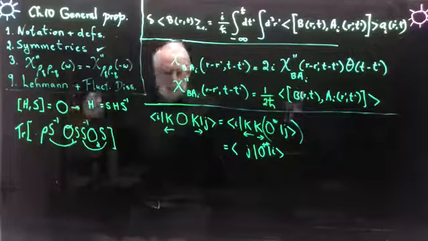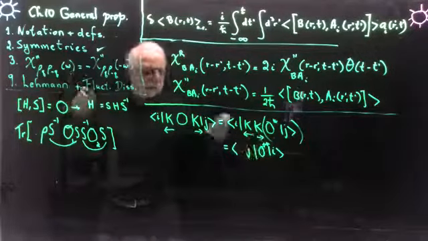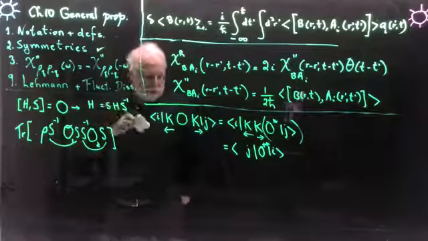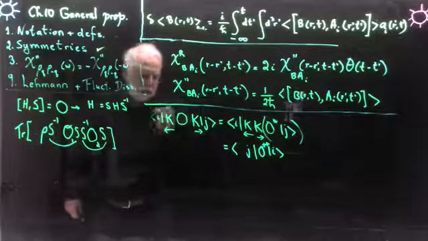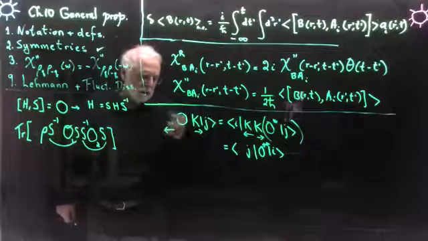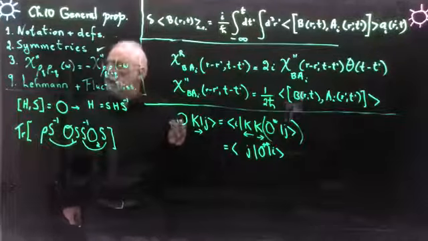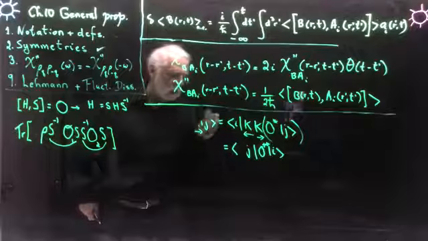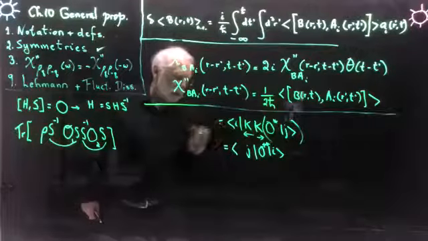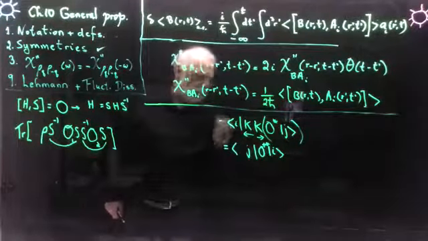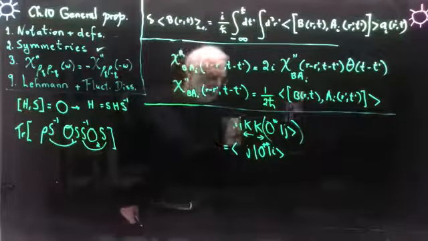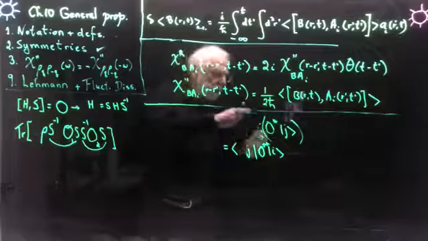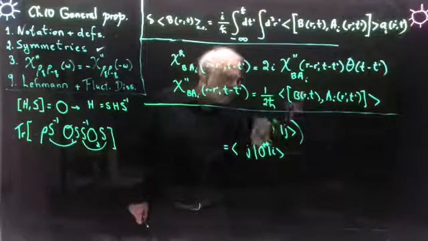I will use this to show this relation. We will use two results. One is a consequence of time reversal. But before that, there is a result that is a consequence of the definition, just the fact that this is a commutator.